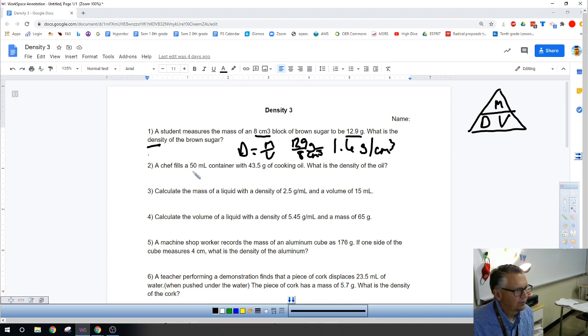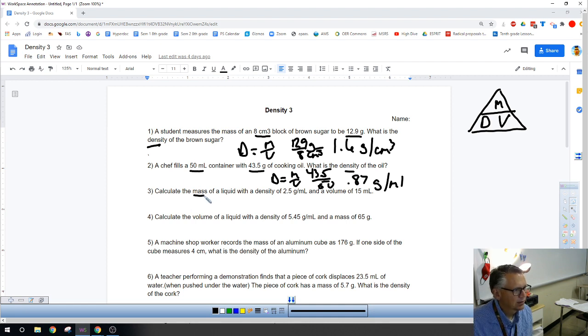A chef fills a 50 ml container with 43.5 grams of cooking oil. What is the density? Density is equal to mass divided by volume. Mass is 43.5 over our volume of 50. 43.5 divided by 50 gives us an answer of 0.87 grams per milliliter.